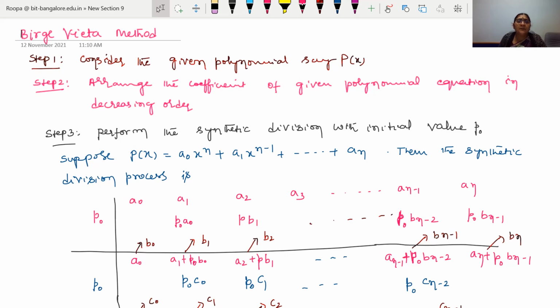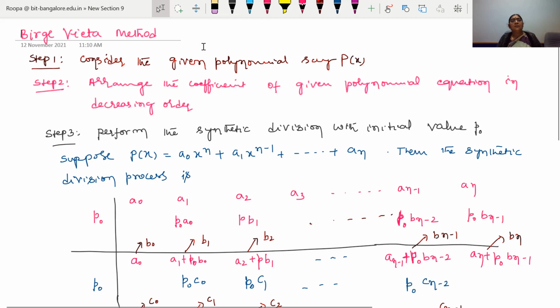Now, the Birge-Vieta method is nothing but we are using the synthetic division method. After synthetic division, we are using the Newton-Raphson method. We are finding the next approximation value. Once we get the next approximation value, again we go for synthetic division. Continue this process until we get minimum error in the root. Before I explain the method, keep in mind whenever I want to extract a linear factor from a polynomial with real coefficients, there we are going to use the Birge-Vieta method.